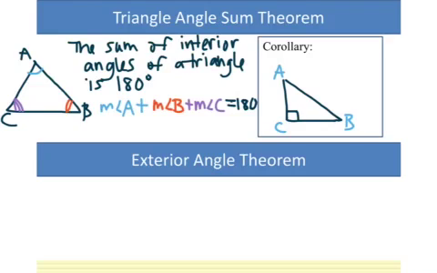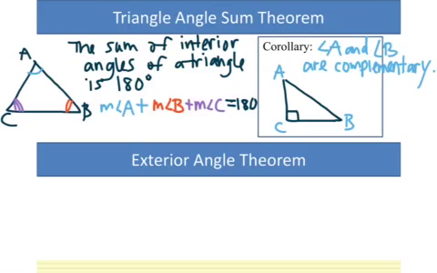So the corollary just basically says that angle A and angle B, that looks like an LA, angle A and angle B are complementary. So they add up to 90 degrees. So that's the corollary.